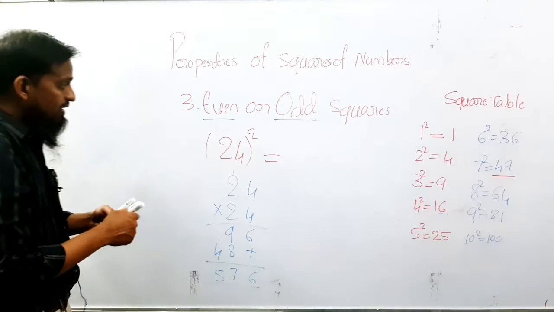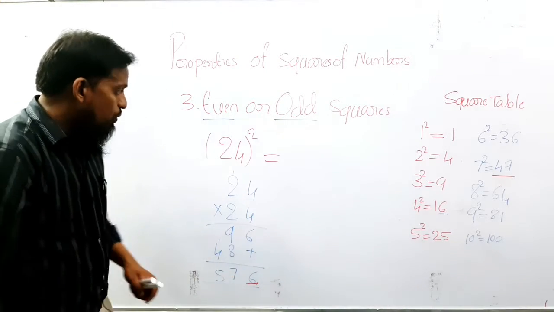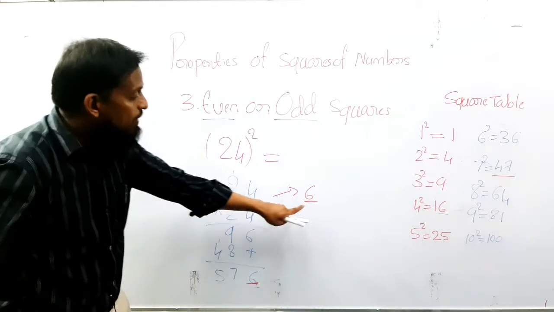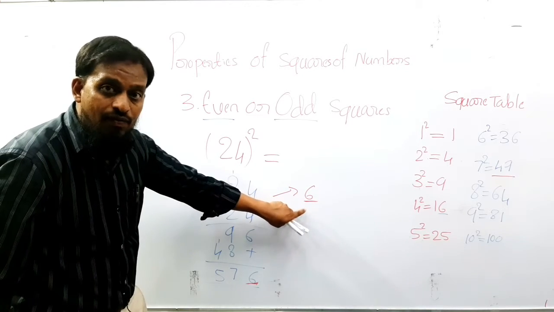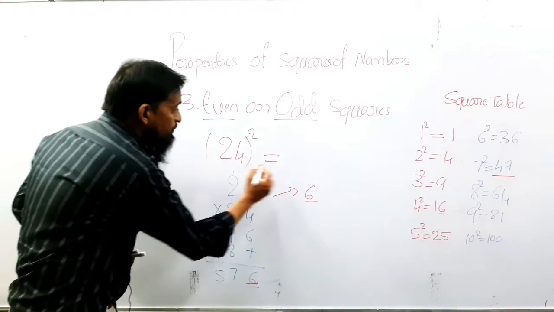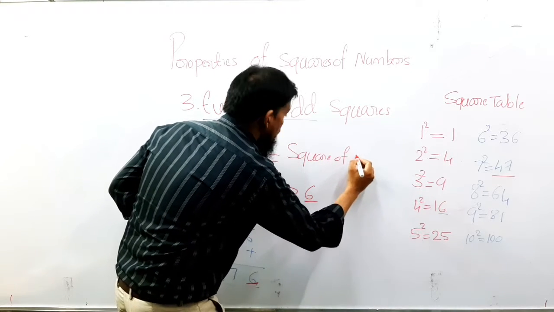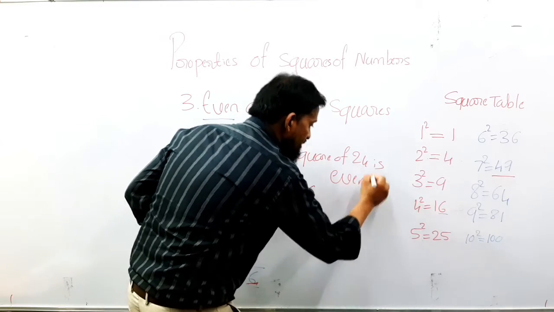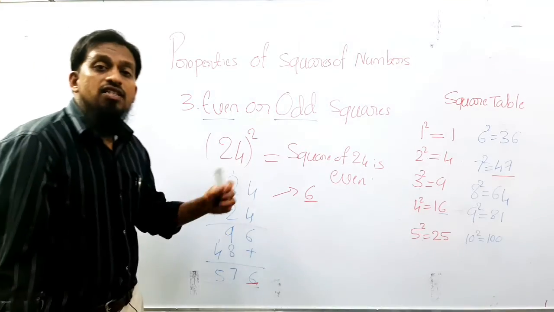Now check the last digit. What is the last digit here? The last digit is 6. Is 6 even or odd? 2 1s are 2, 2 2s are 4, 2 3s are 6. Yes, it is an even number. Then the square of 24 is even. Yes, the square of 24 is even. This is the first method.